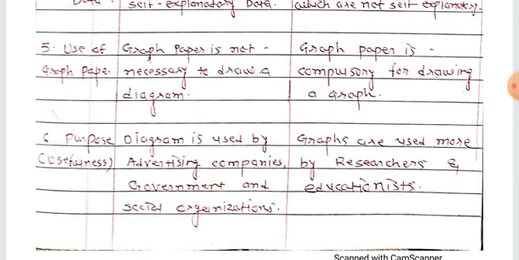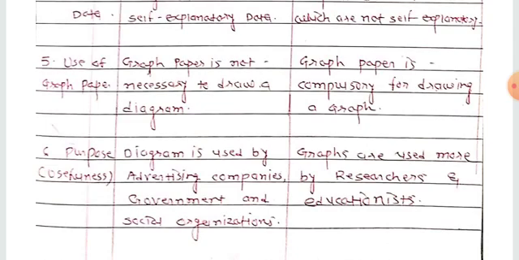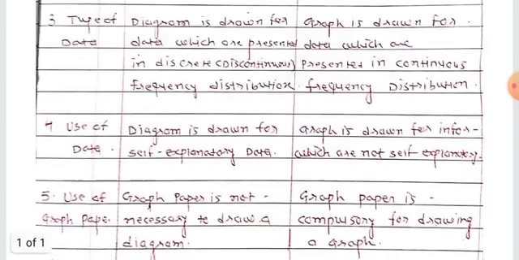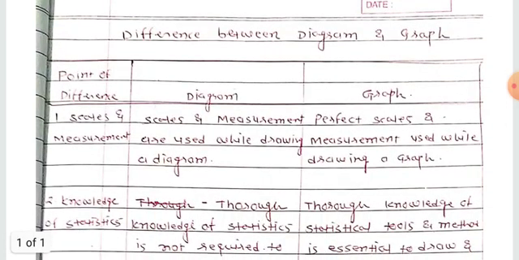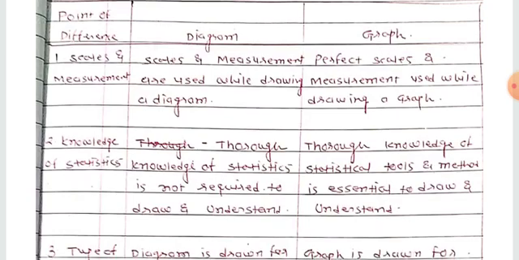And the last one is the purpose of drawing a graph or a diagram. Basically, a diagram is used by advertising companies, government and social organizations to bring awareness among the people or to give different types of information, while graphs are used more by researchers and educationists for further studies and further research. So with these 6 points we conclude the difference between diagram and graph.